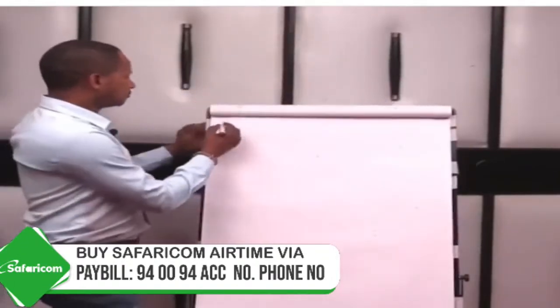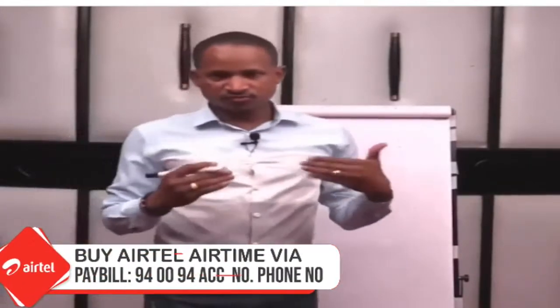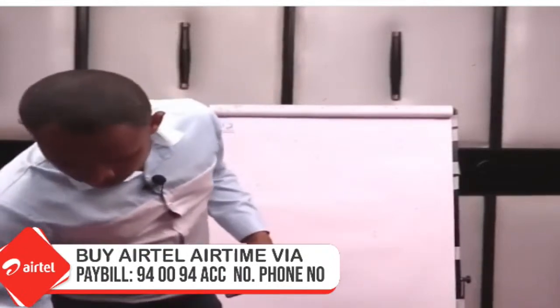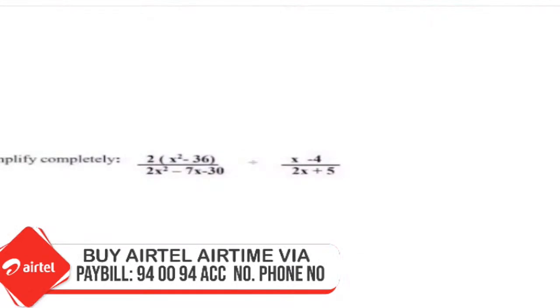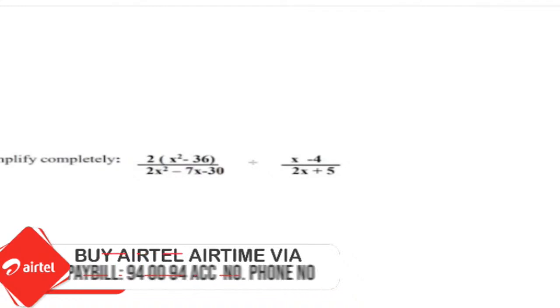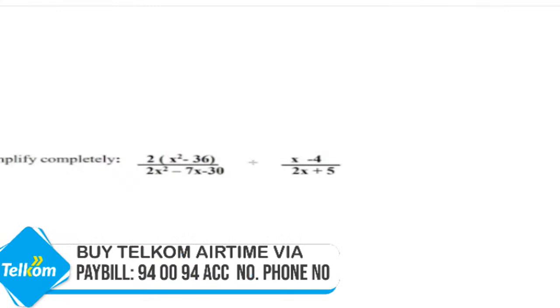Question number two. As form fours, I'll try to move with a little speed so that we save some time. Simplify, and remember you are told to simplify completely: 2 into x squared minus 36, divided by 2x squared minus 7x minus 30, divided by x minus 4 over 2x plus 5.